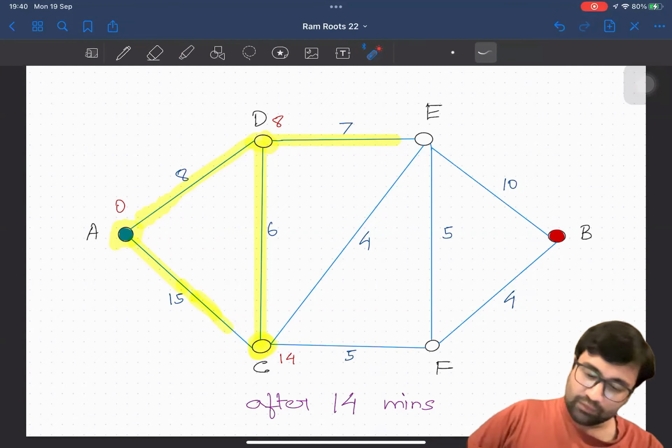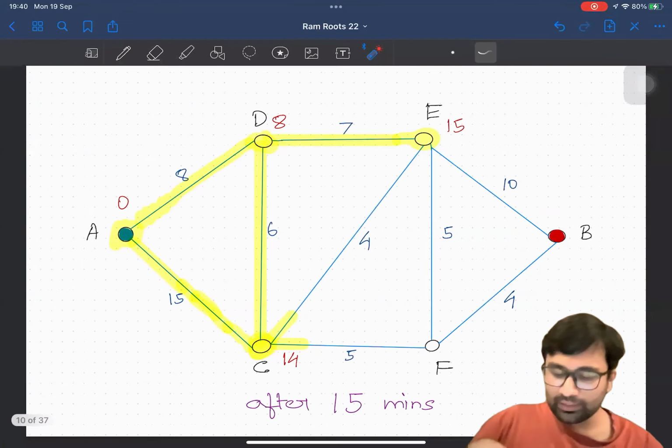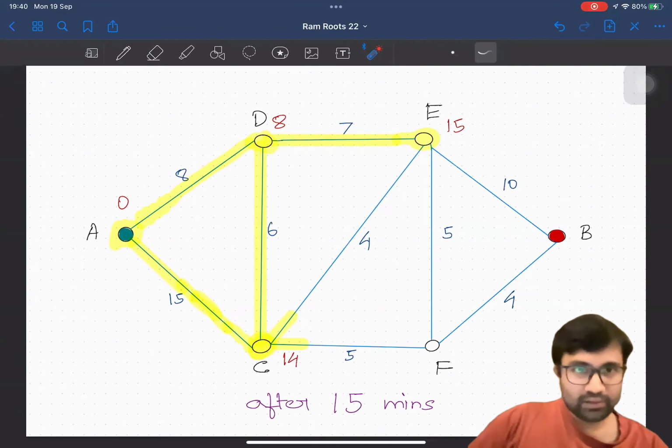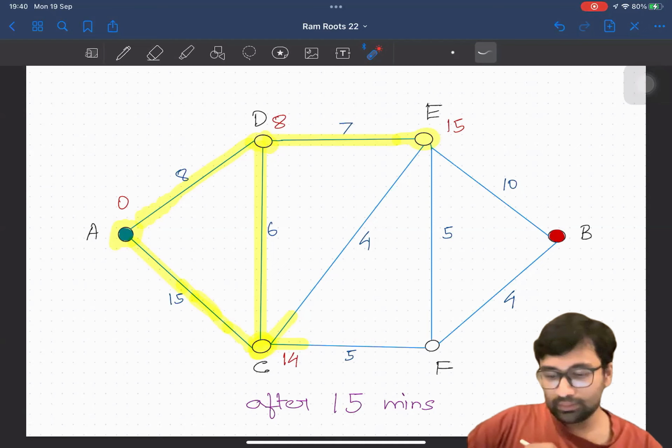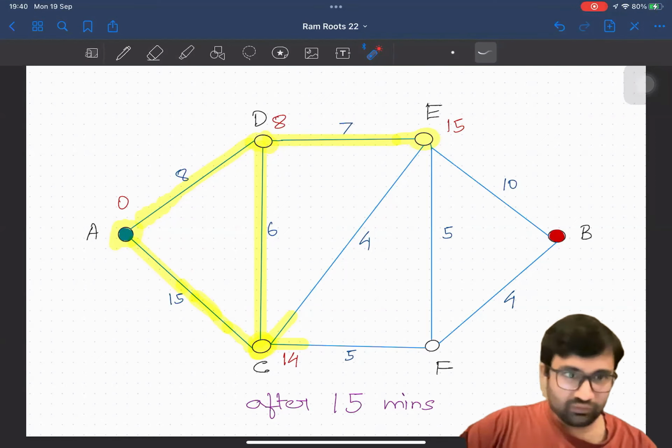Similarly, on the path from D to E, the fire has not reached E yet. It still needs 1 more minute. So 1 minute later, the fire has reached E, right? So at 15 minutes, E is on fire. What else has happened at 15 minutes?